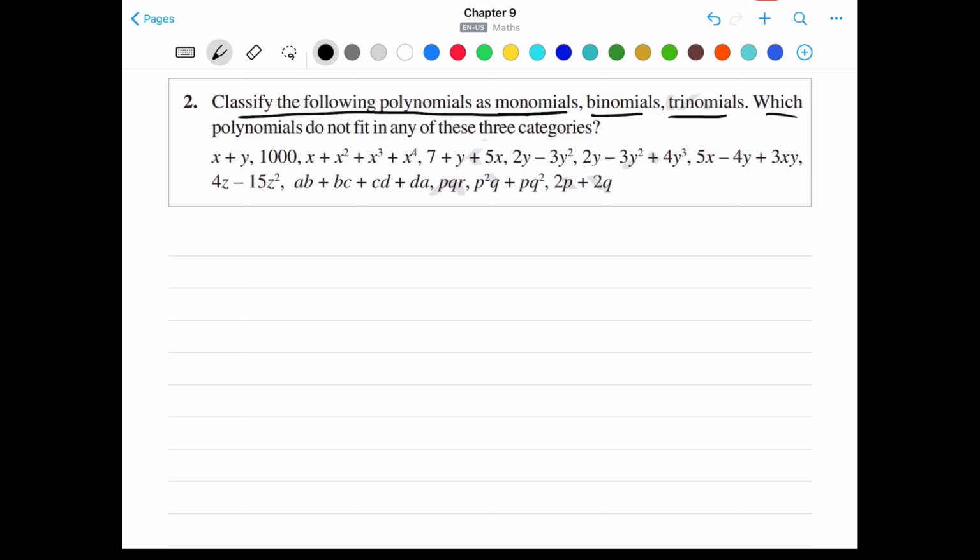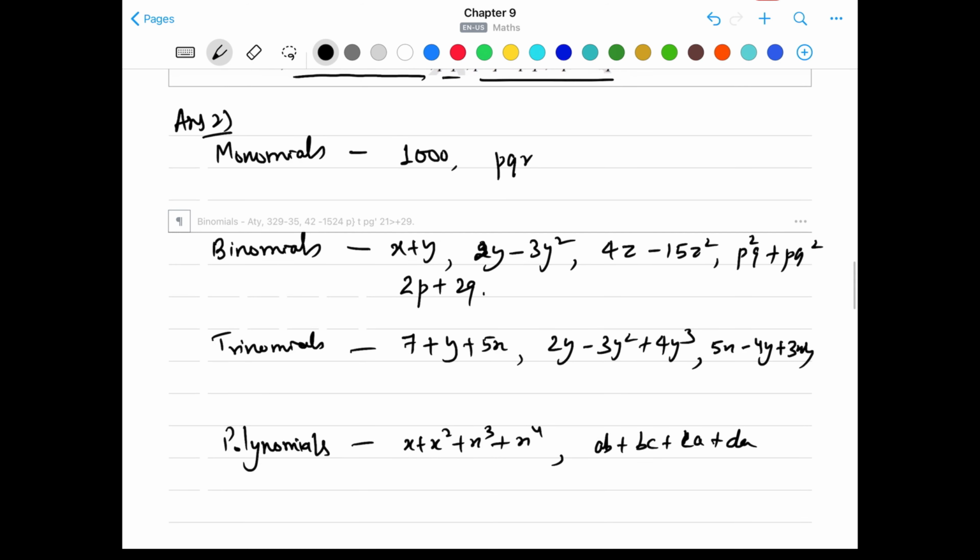Next we have again two terms, which is PQ plus QR, so this will be written in binomial. Then we have P square Q plus P Q square, and the last term is 2P plus 2Q. This is also written in the category of binomial. So that's how you can categorize all the given expressions as monomial, binomial, trinomial, and all the remaining ones in the category of polynomials.